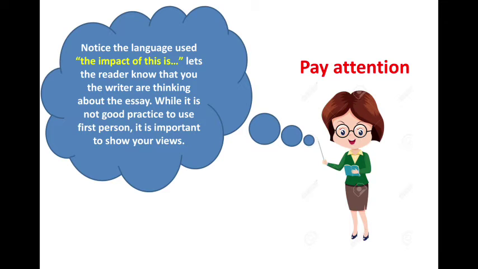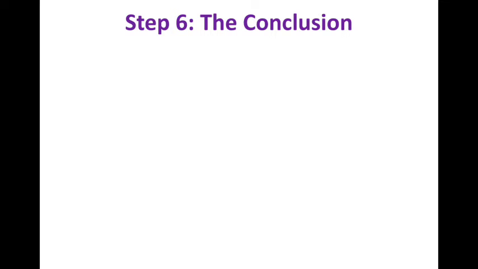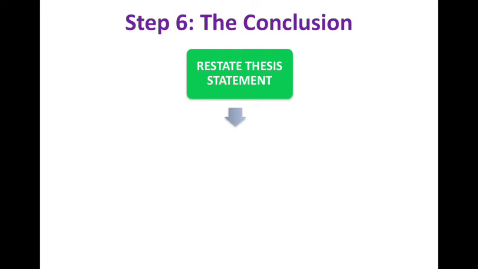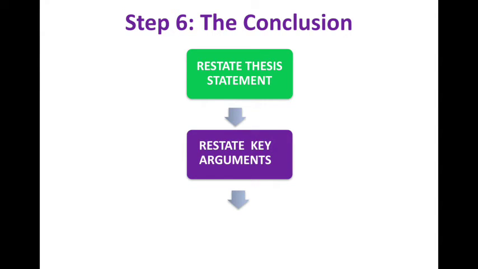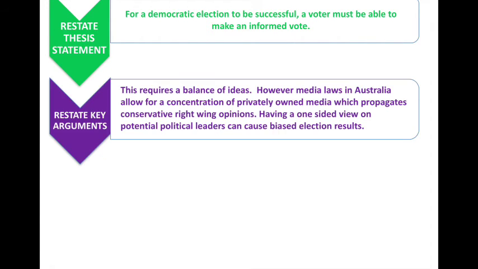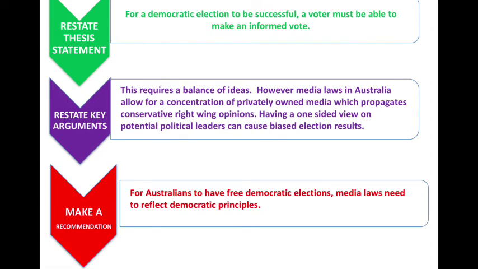Pay attention that the language in my analysis said that the impact of this is, and this lets the reader know that you, the writer, are thinking about the essay question. It's not good practice to use first person, but it is important to show your view, so this is how you do it. Now I've written 3 body paragraphs, I can conclude. The conclusion should restate the thesis statement, restate the key arguments, and make a recommendation. So, restate thesis, restate arguments, and I've made a recommendation. My recommendation has tied in with my essay argument about media ownership. So I'm suggesting that media laws need to reflect democratic principles.